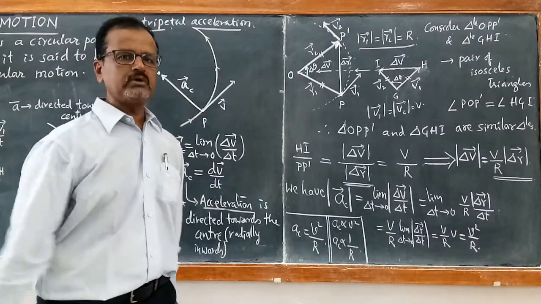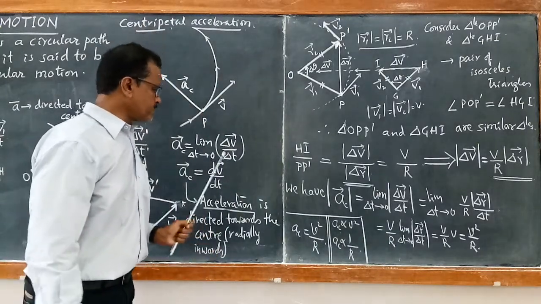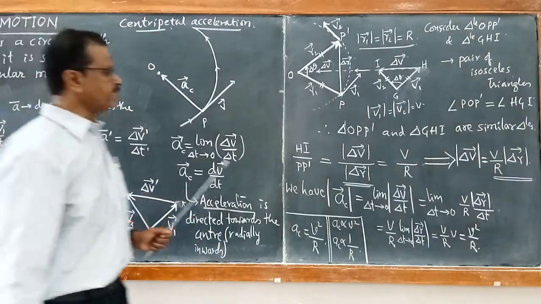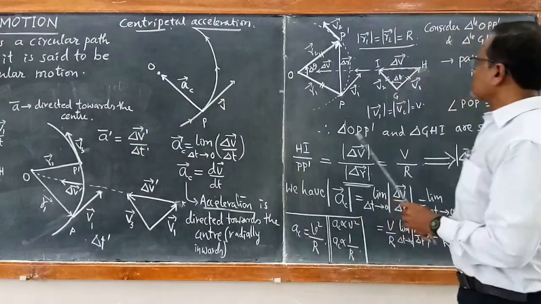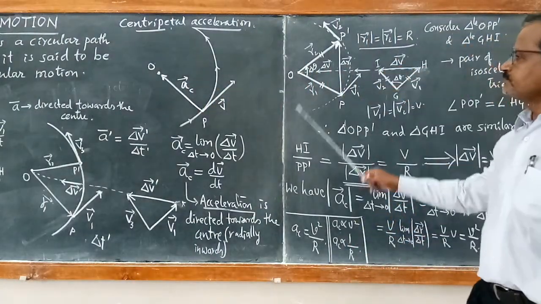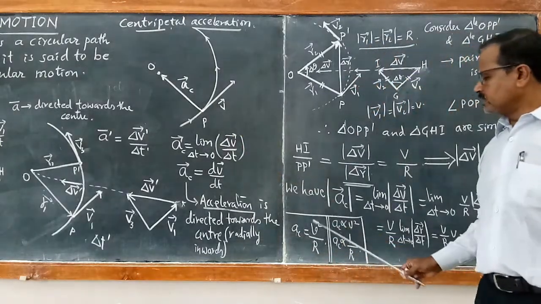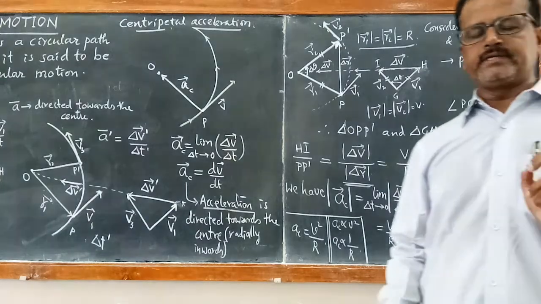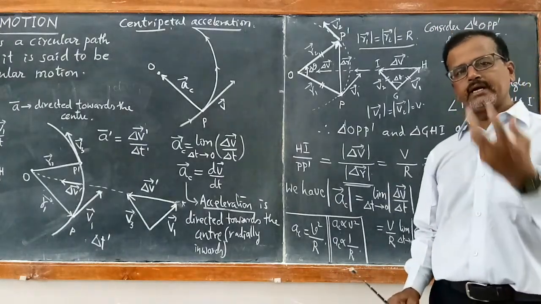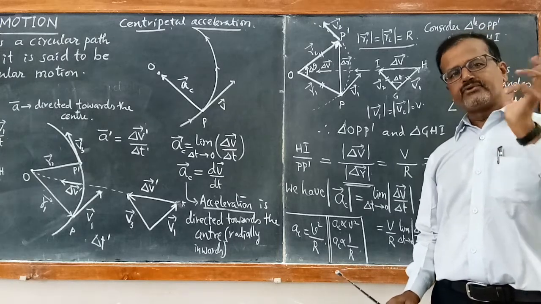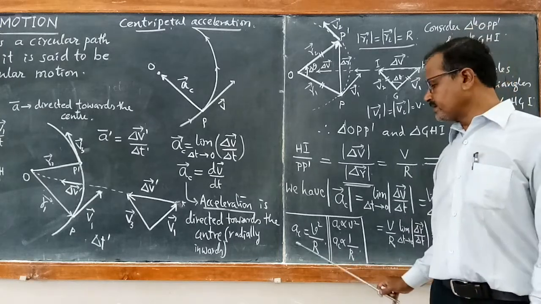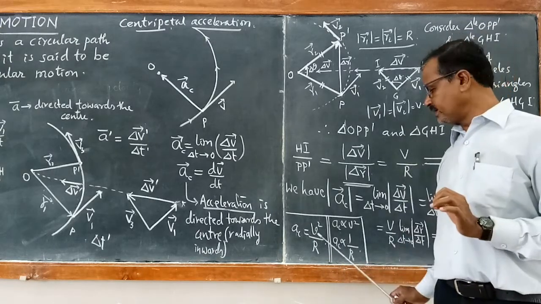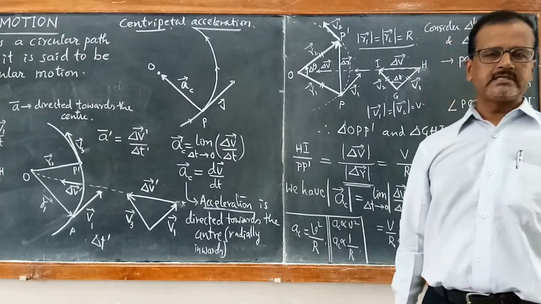So thus we found out both the magnitude and the direction of centripetal acceleration. The direction is always toward the center, and its magnitude is given by V squared by R. So if you know the velocity or speed of an object undergoing uniform circular motion, and you know the radius of that orbit, one can very easily calculate the centripetal acceleration. So by the knowledge of speed and radius, we can calculate centripetal acceleration.